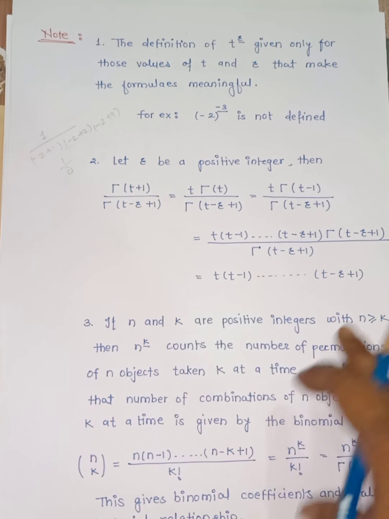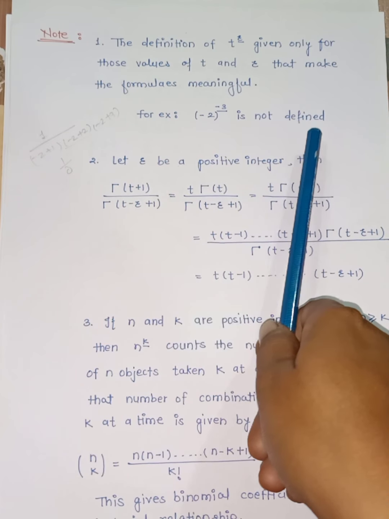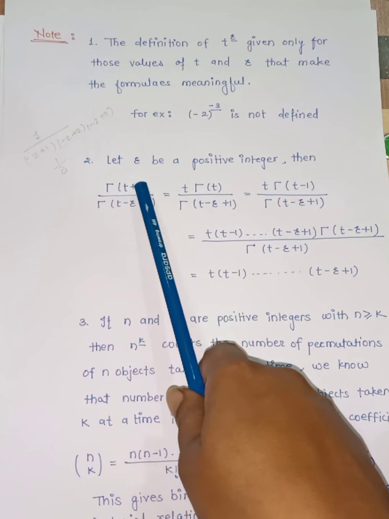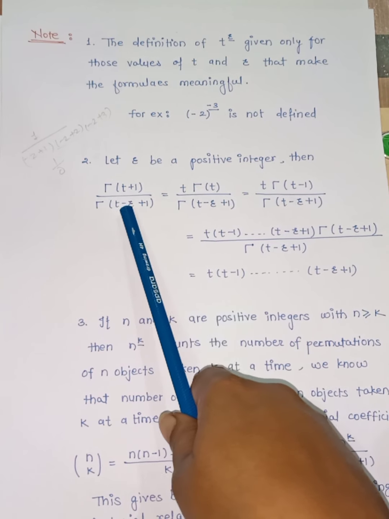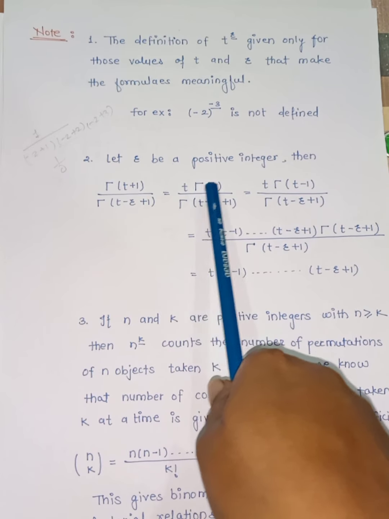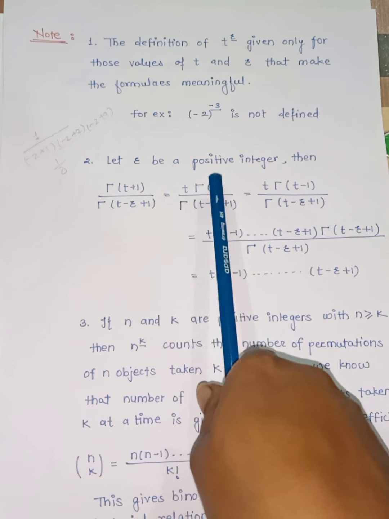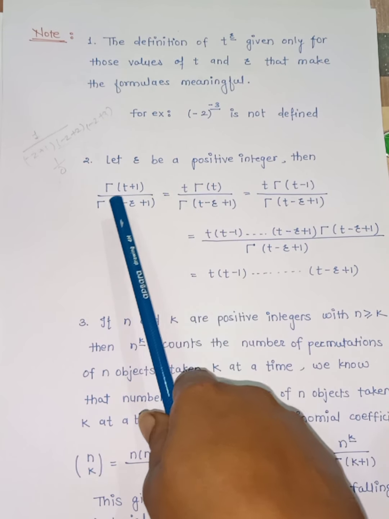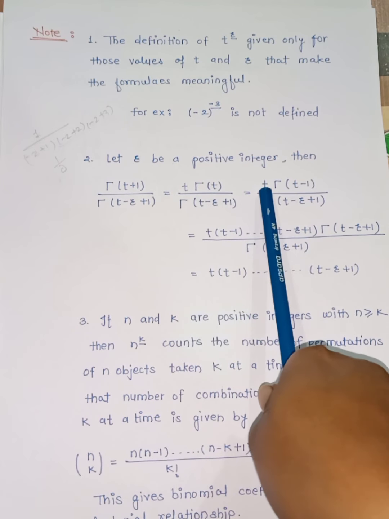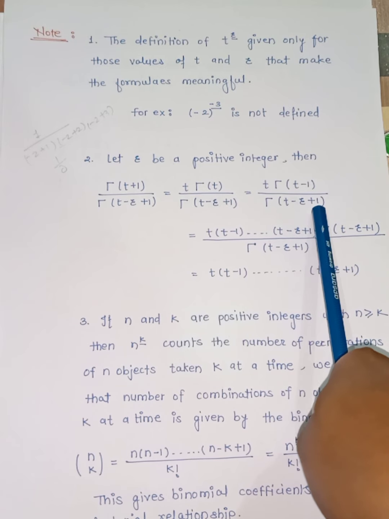Okay, so therefore this minus 2 to the following minus 3 is not defined. Second one: let r be a positive integer, then gamma of t plus 1 upon gamma of t minus r plus 1 will be equal to t gamma t. Why? Because gamma of t plus 1 is equal to t gamma t, and gamma of t minus r plus 1 is as it is, then equal to t gamma t minus 1 upon t minus r plus 1.